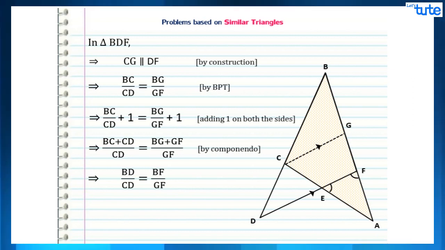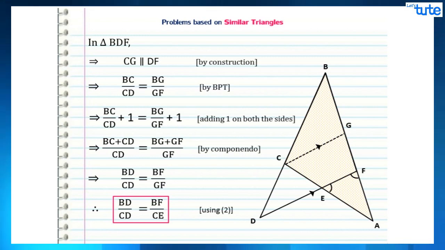But we have derived in equation 2 that GF equals CE. Therefore, by substituting this in the above equation, we get BD upon CD equals BF upon CE. Hence, proved.